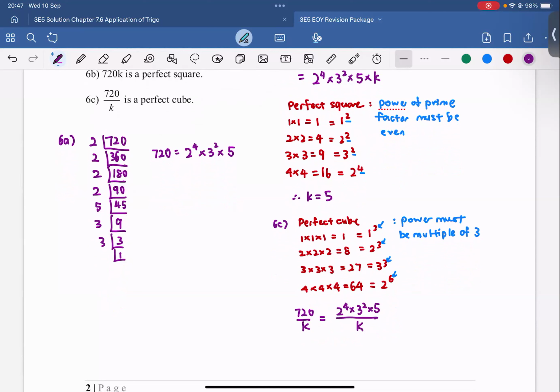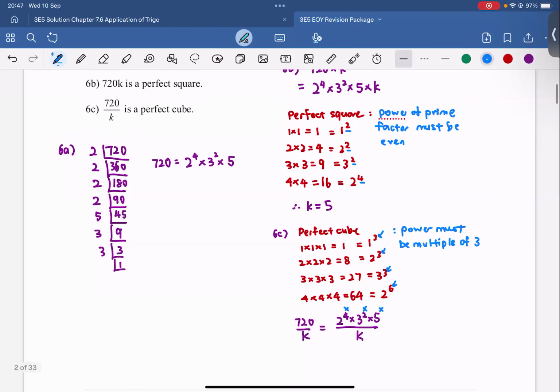So can you see that this is not a power that is a multiple of 3, and this is not either. So this time round, you have the power to choose k so that the powers become multiples of 3. The difference between 6b and 6c is that 6b is multiplied by k, and 6c is divided by k. What's the difference? Multiplying by k means you make the power bigger, because you multiply by a number. Dividing by k means you make the power smaller. You are dividing it away.